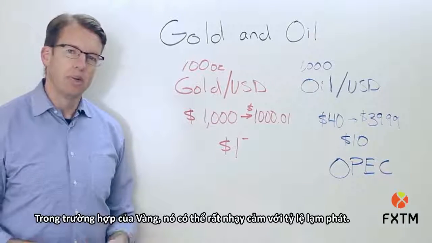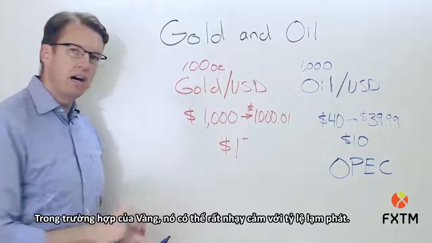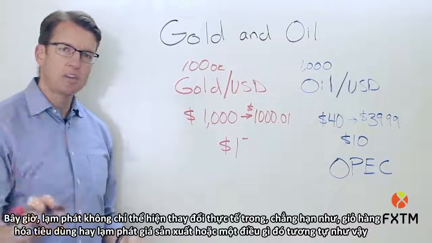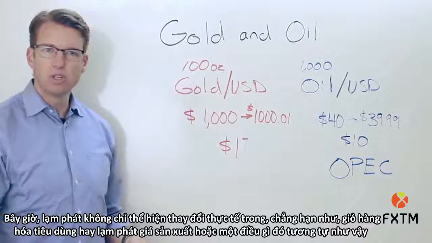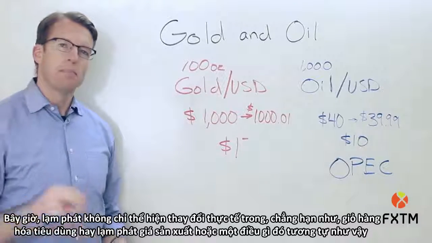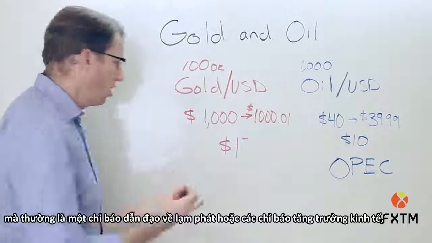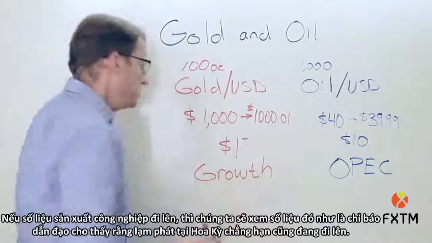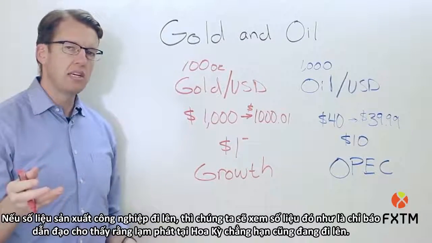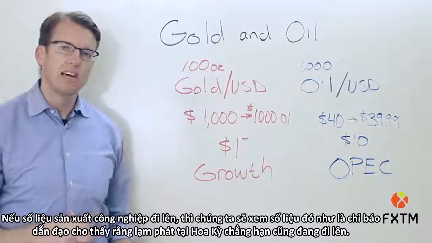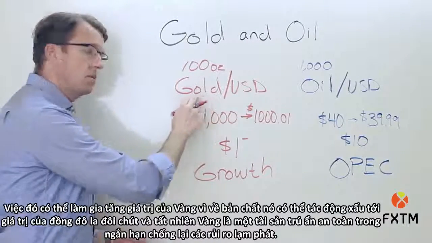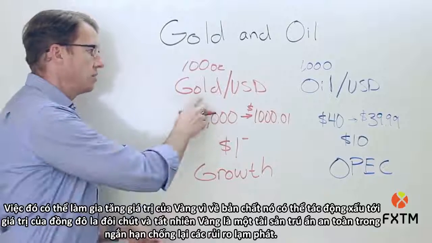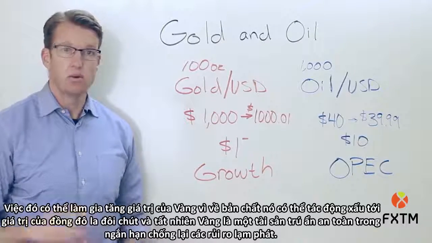In the case of gold, it can be very sensitive to the rate of inflation. Now, inflation is not just a function of the actual change in, let's say, a basket of consumer goods or producer price inflation, but oftentimes a leading indicator for inflation are economic growth indicators, in particular, industrial production numbers. If industrial production numbers are going up, then we look at that as a leading indicator that inflation, for example, in the United States, is also going to go up. That may increase the value of gold because intrinsically it may hurt the value of the dollar a little bit. And of course, gold is a short-term safe haven against the risks of inflation.